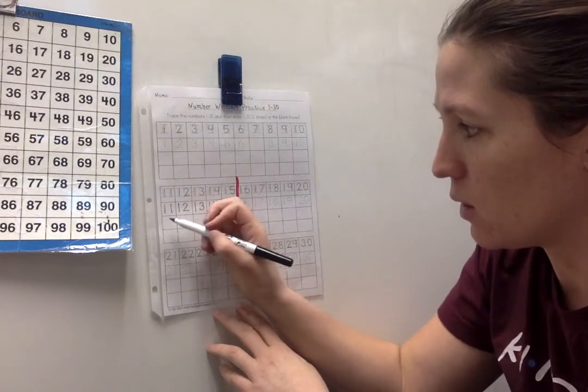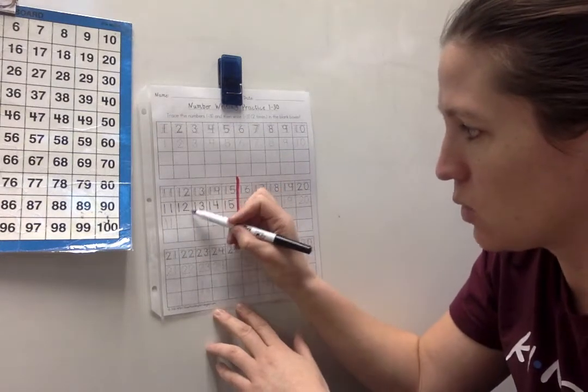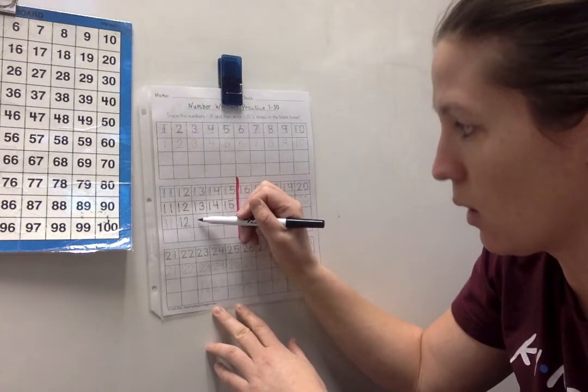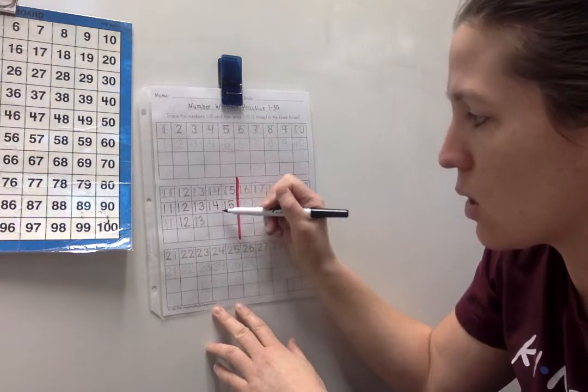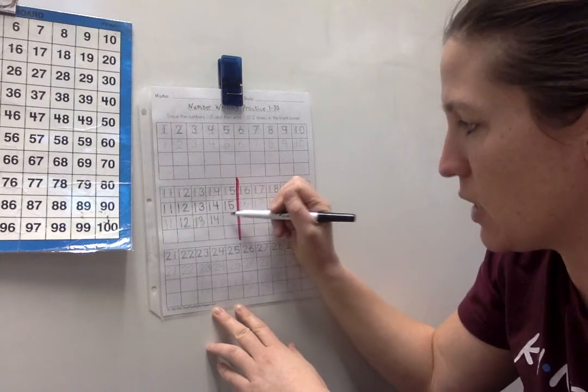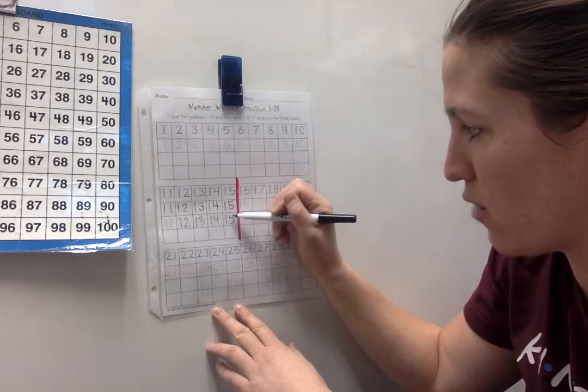Same thing, 11 is a 1 and a 1. 12, a 1 and a 2. 13, a 1 and a 3. 14, a 1 and a 4. 15, a 1 and a 5.